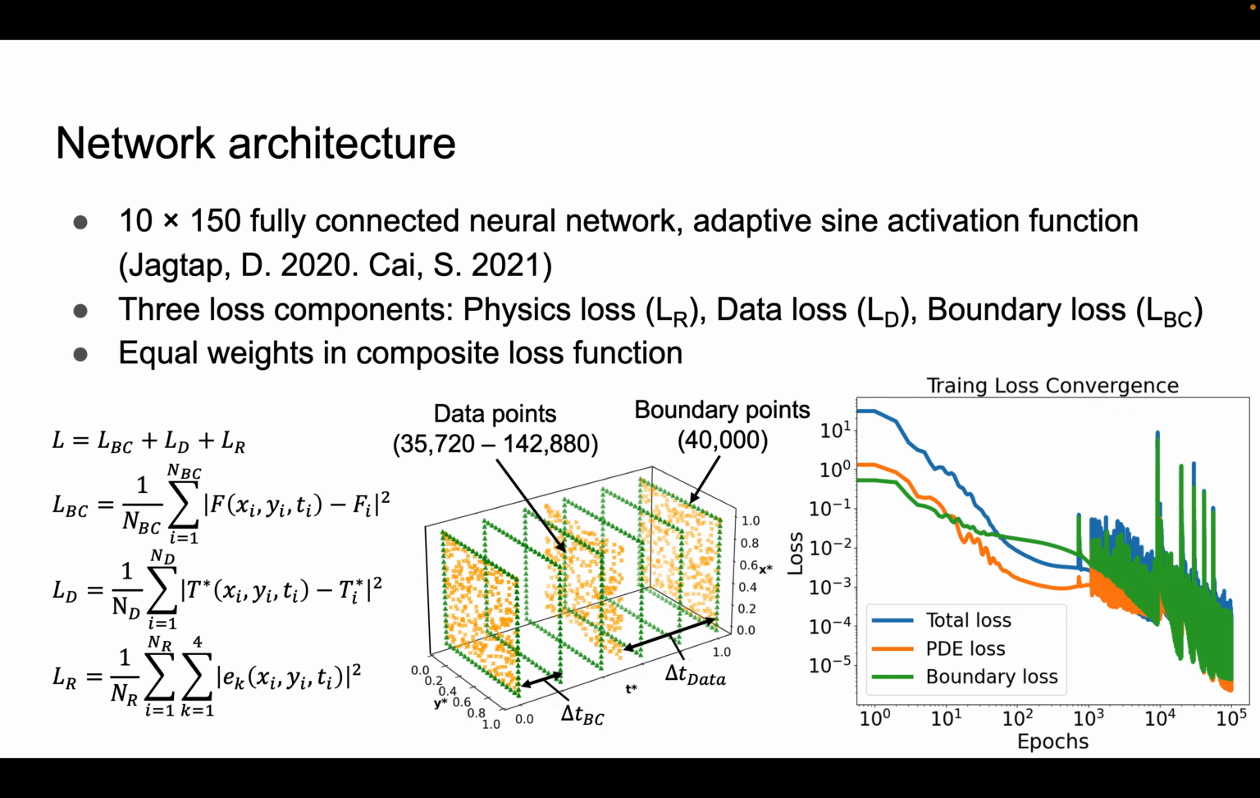And so for our loss function here, we have the physical loss, data loss, and boundary loss. So physical loss from the PDE, data loss from our temperature, and then boundary loss from our boundary conditions of velocity. And we find that equal weights for the composite loss function works just fine. And here, the middle figure shows that the delta t, so the step size of time for the boundary condition and data points, can be different. And the figure on the far right here is just a representative training iteration. So we're looking at the loss versus epoch here.